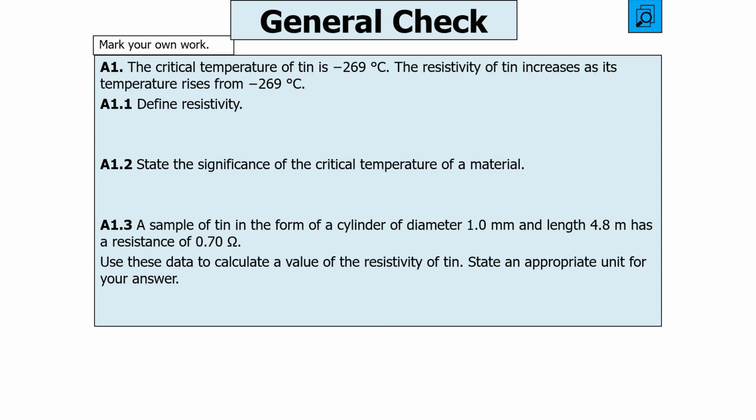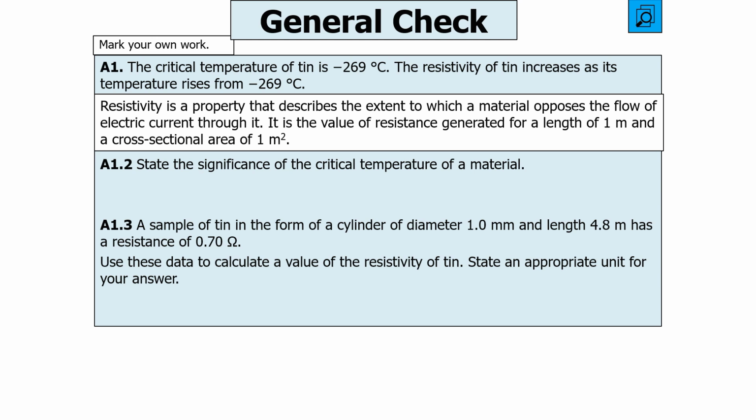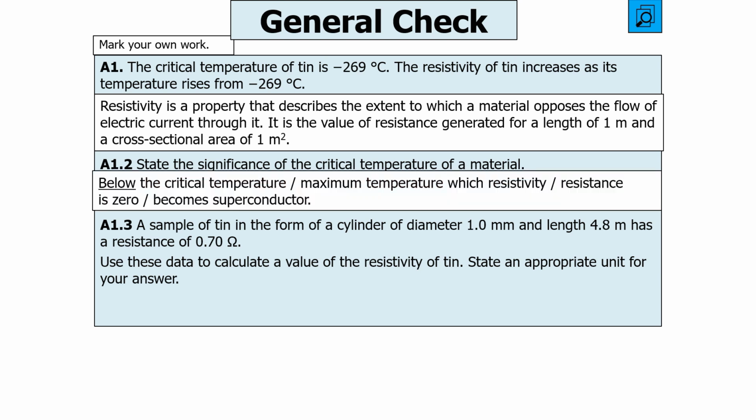Right, so the definition of resistivity can be done in two ways. You could state that resistivity is the property that describes the extent to which a material opposes the flow of an electrical current going through it. Or you could say it is the value of resistance generated for a length of 1 meter and a cross-sectional area of 1 meter squared. Don't forget to use the word cross-sectional area. Now the critical temperature is one where below the critical temperature you will get no resistivity or resistance, and the device becomes a superconductor.